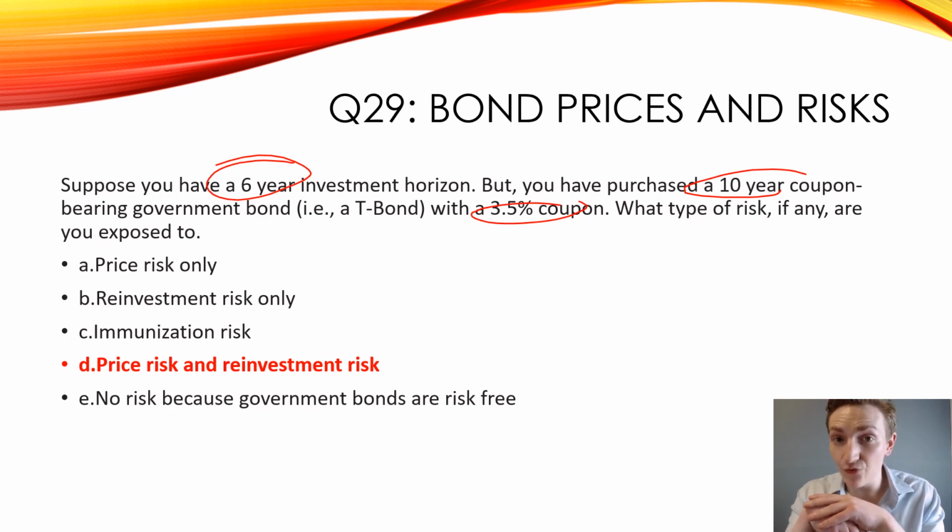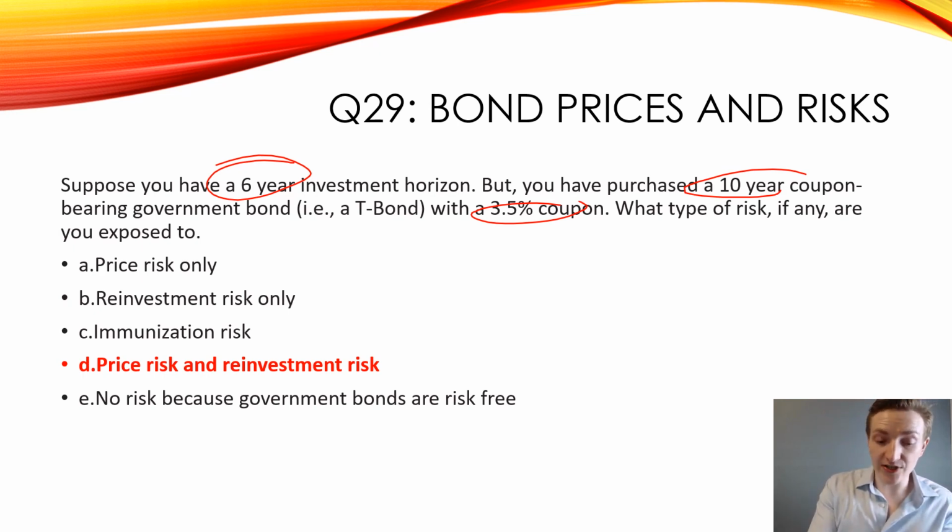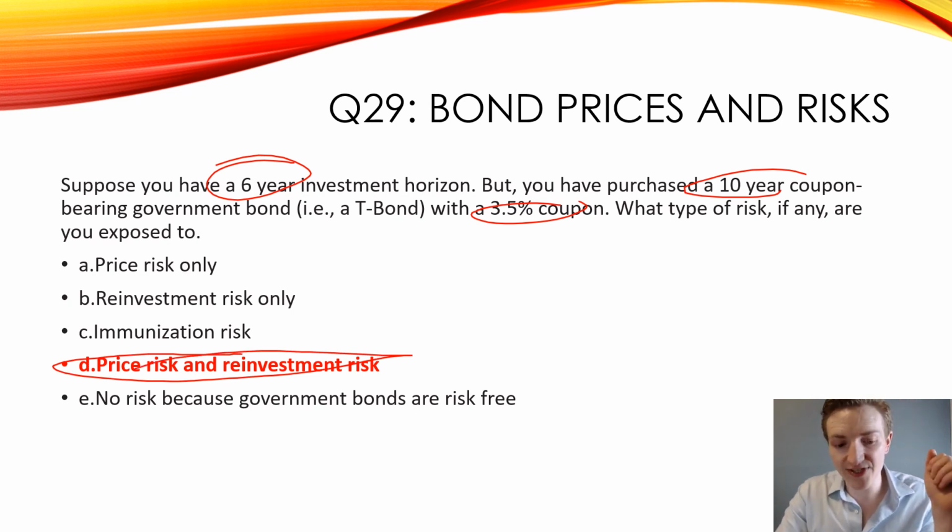The next option is reinvestment risk. That is correct because we need to reinvest our coupons throughout the life of the bond. So we are exposed to reinvestment risk. So both of these are correct answers. So we know price risk and reinvestment risk will hold and be relevant risks here.